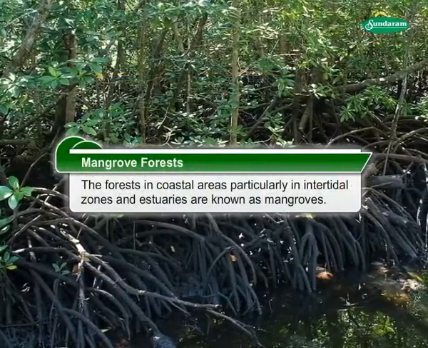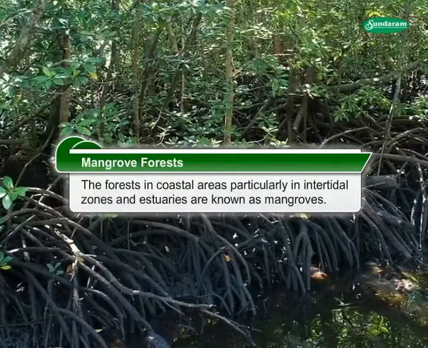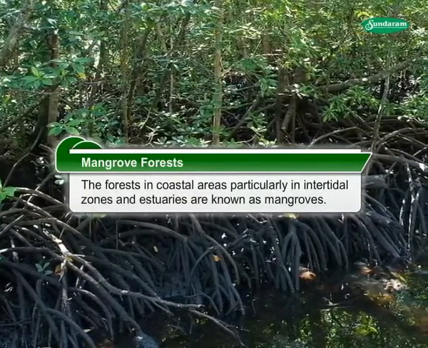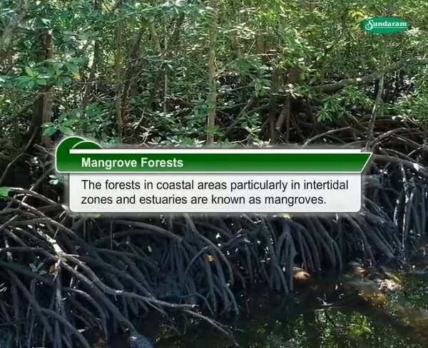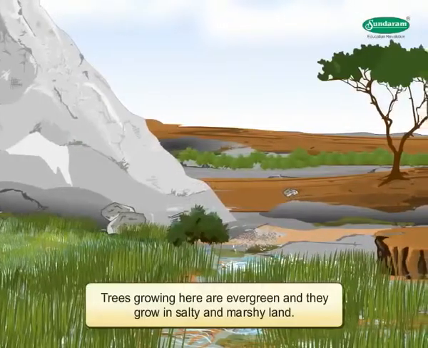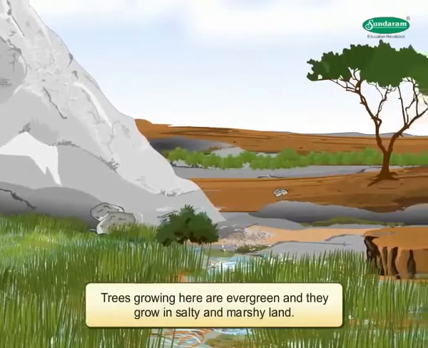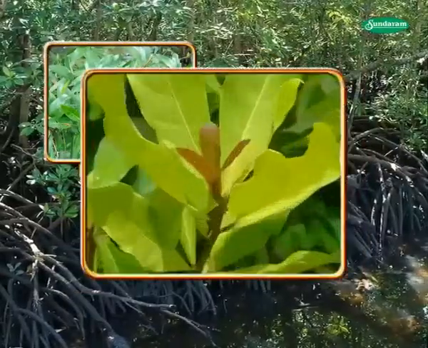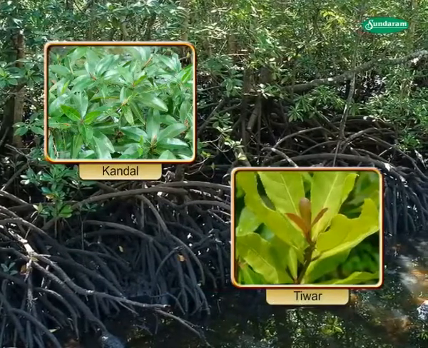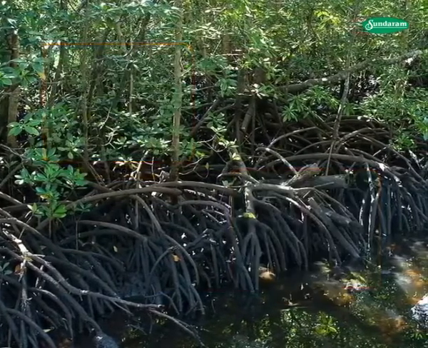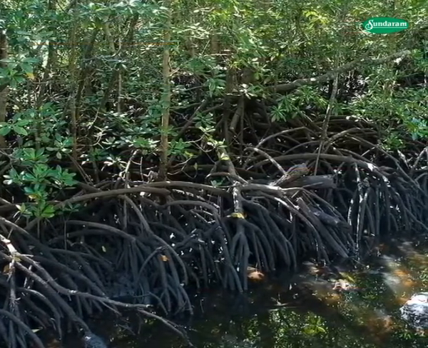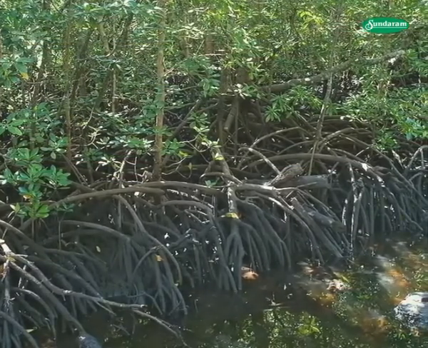Mangrove forests. The forests in coastal areas, particularly in intertidal zones and estuaries, are known as mangroves. Trees growing here are evergreen and they grow in salty and marshy land. Plants like kandal, tivar are found in these forests. Now that you know the different types of forests, let us understand the importance of their conservation.